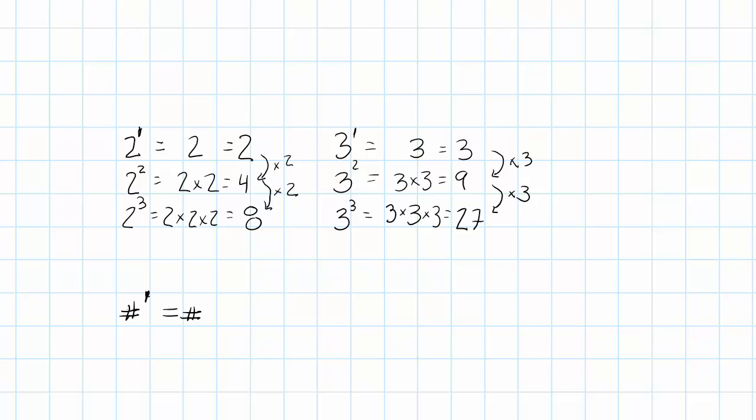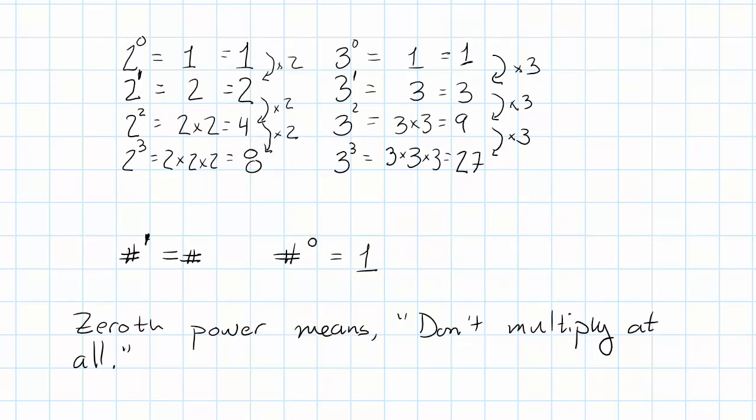The 0th power is a little bit trickier, but look at the pattern. Whatever 2 to the 0th is, when I multiply it by 2, I'd better get 2. 2 to the 0th had better be 1, since 1 times 2 is 2. Similarly, whatever 3 to the 0th is, when I multiply it by 3, I'd better get 3. 3 to the 0th had better be 1. What sense does that make? Whatever number to the 0th has to be 1. You should think the 0th power means don't multiply at all. The number that doesn't do any multiplying at all is the multiplicative identity 1.